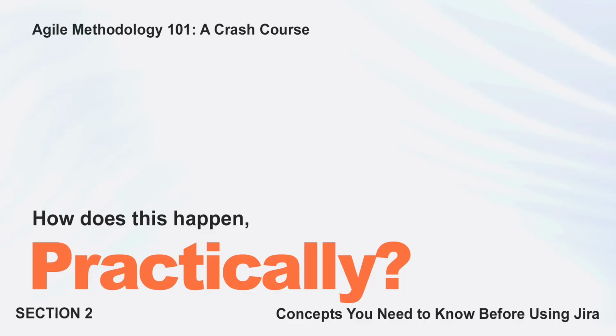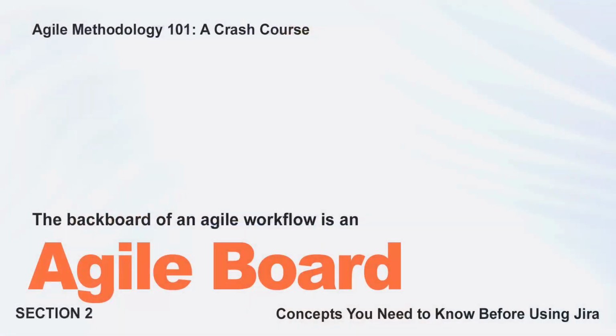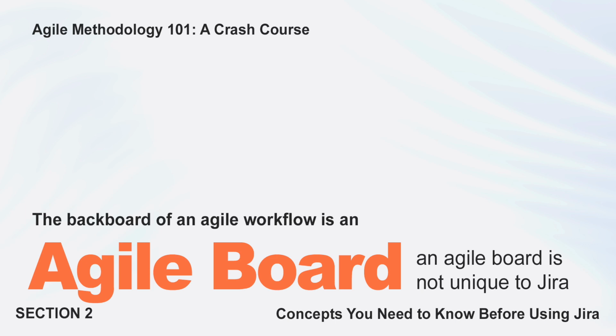So that all sounds nice from a theoretical point of view, but practically, how does a team using Agile methodology make this happen? The backbone of how this all works is through an Agile board. Now, an Agile board is not unique to Jira. In fact, I've worked with teams in the past who prefer to use just a simple whiteboard with sticky notes for them to track their work. But physical whiteboards won't work for everyone, of course, especially if you have remote workers. And there is no right or wrong tool when it comes to Agile. It's more about what's right for your team.